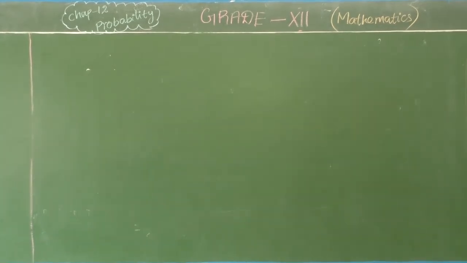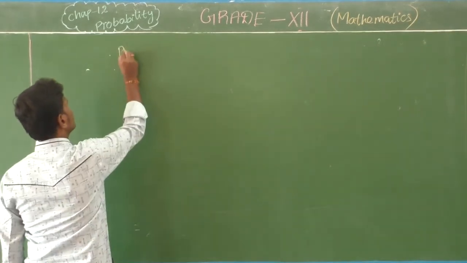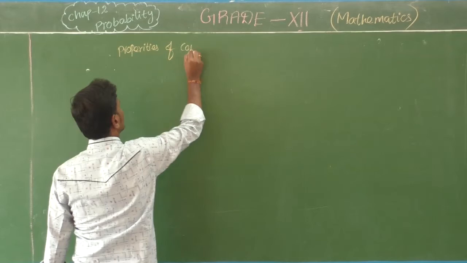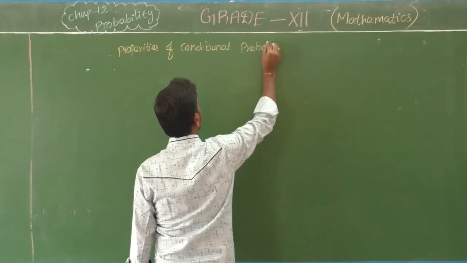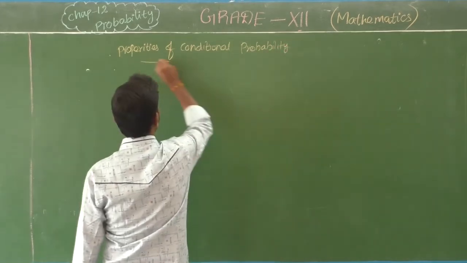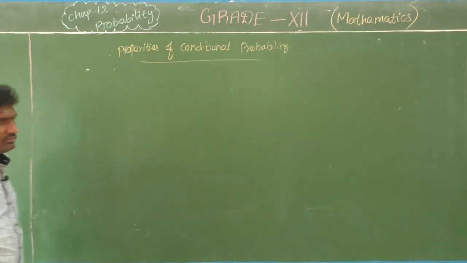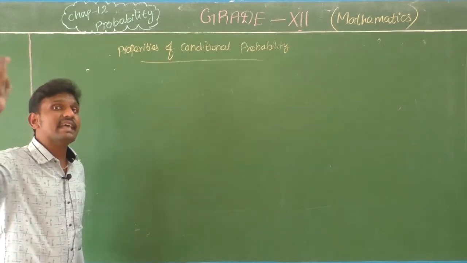Now we want to move to the properties of conditional probability. So you have three properties. How many properties are there? Three properties. So the first property: let E and F be two events of a sample space S. Let the two events E and F be two events from the sample space S.